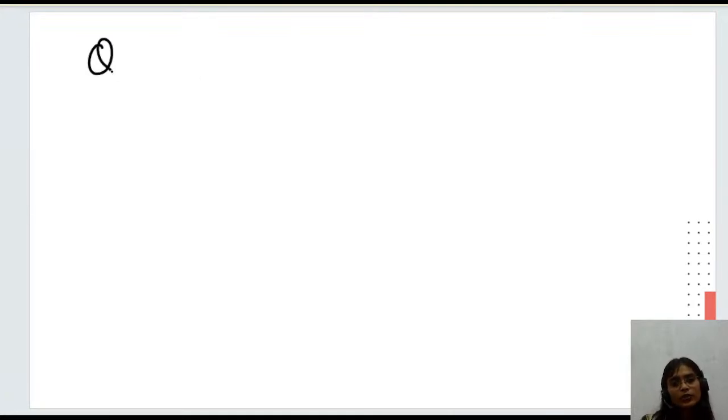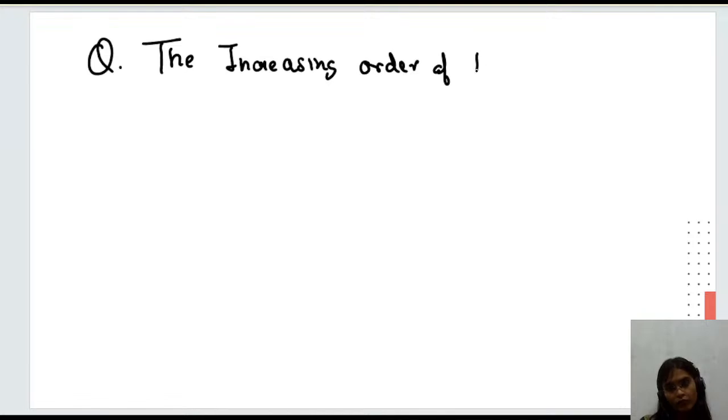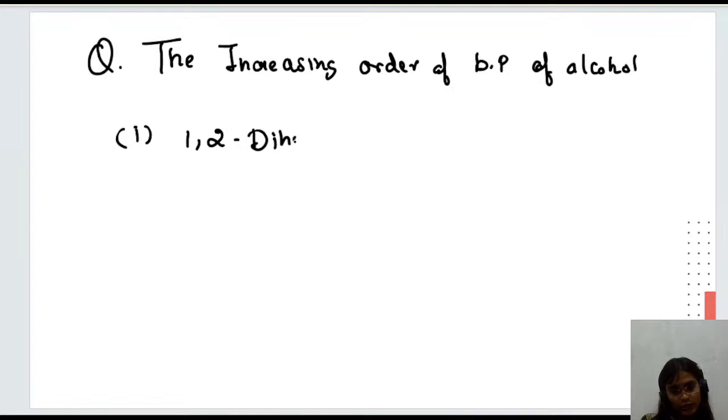This is a question for you. You have to identify which of the following has the maximum boiling point. Arrange the following alcohols in increasing order of boiling point. Option number one is 1,2 dihydroxy, and I hope now you're familiar with the name, so it's a dihydroxy benzene.